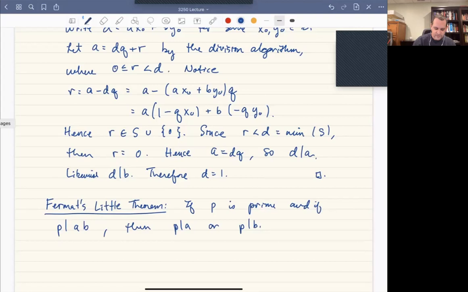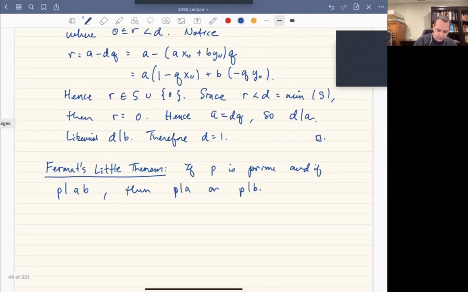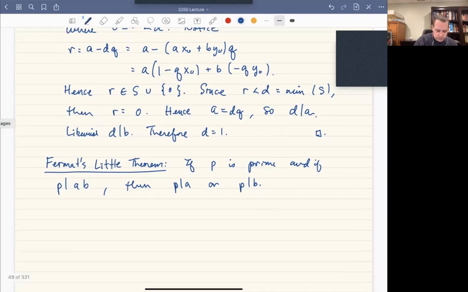This is not true, for example, for composites in general. So if you were to pick, say, 6, 6 divides 12, but obviously 6 does not divide 3 and 6 does not divide 4. So there's a way that you can take 6 and split it into pieces so that one piece divides 3 and one piece divides 4. Okay, primes, you can't do that. So let's prove this.